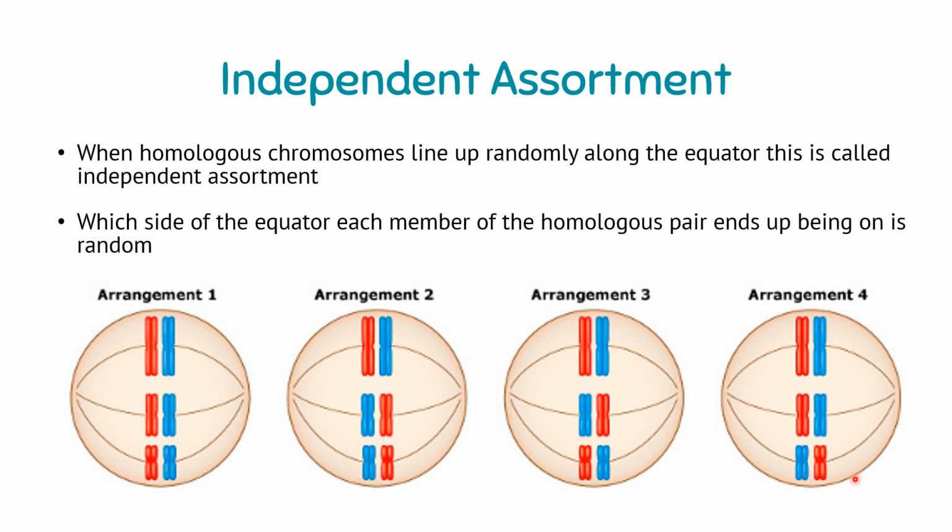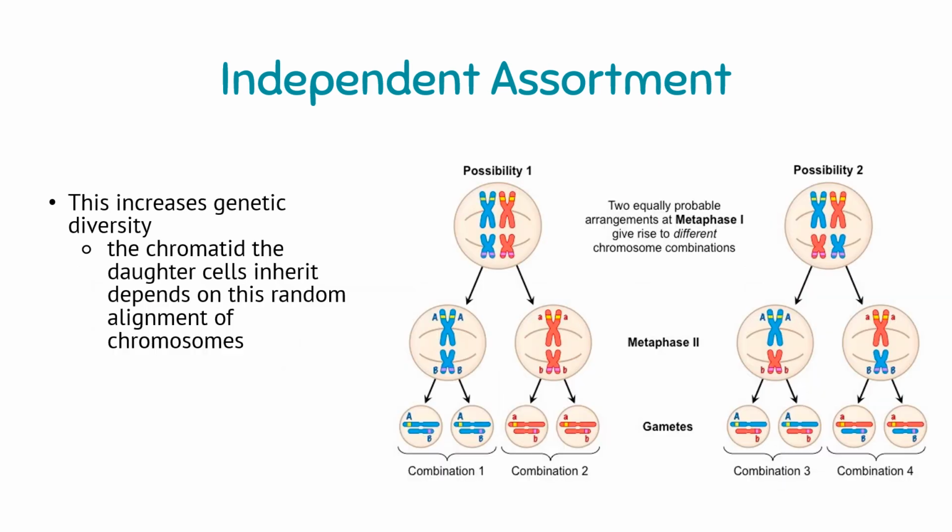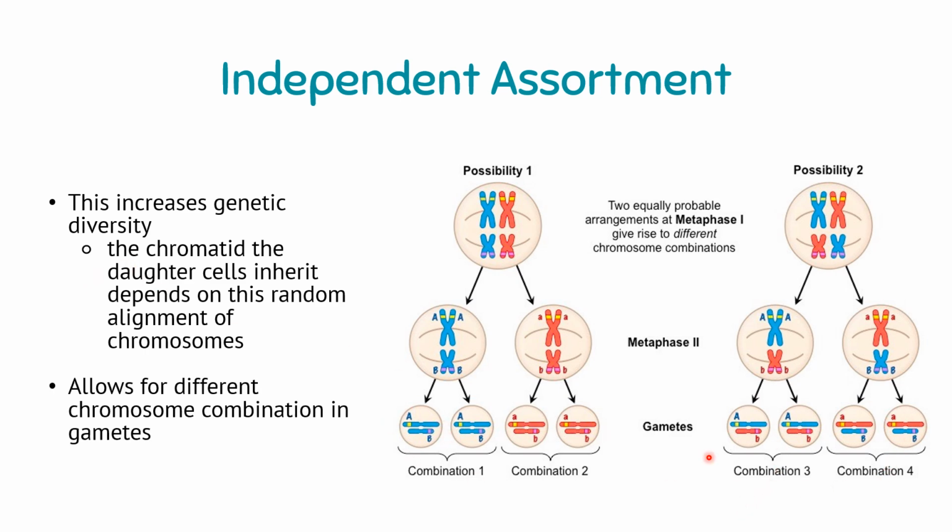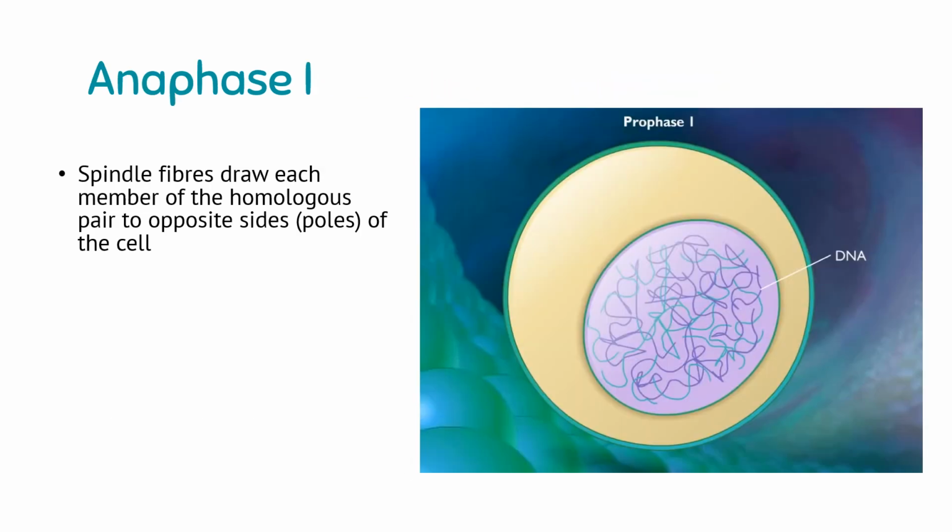So the alignment on either side of the equator is completely random, and this again adds to genetic diversity. This is because the chromatid that is inherited in the daughter cells at the very end is completely random. And again, this is important for genetic diversity. And so now we have anaphase 1.